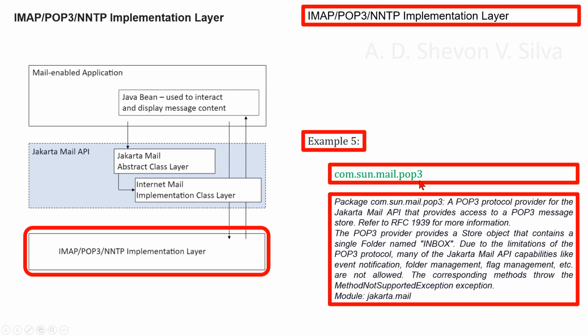As example 5, we can consider package com.sun.mail.pop3. A POP3 protocol provider for the Jakarta Mail API that provides access to a POP message store. Refer to RFC 1939 for more information. The POP3 provider provides a store object that contains a single folder named INBOX.